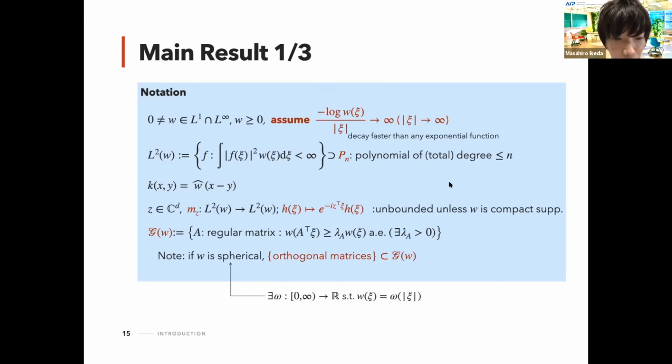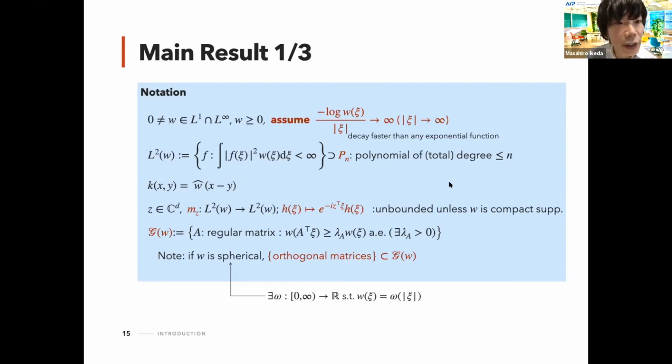And we also introduce a subset of matrices. We denote G_W, which is defined like this: W of A transpose ξ is greater than λ times W of ξ for some λ. And we know that if W is spherical, then the space of orthogonal matrices is included in G_W.